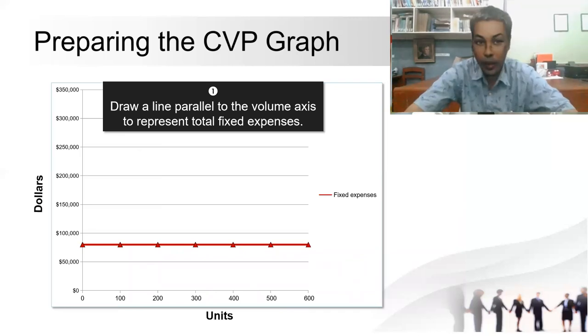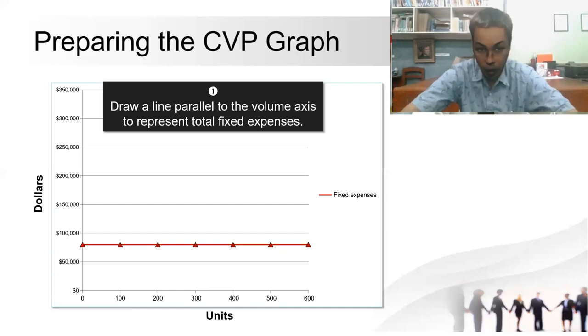Preparing the CVP graph. Step number one, draw a line parallel to the volume axis to represent total fixed expenses. Because that is a fixed expense, it will not change. That's why we have to draw it perfectly horizontal. That is the meaning of constant or fixed. Fixed means constant, and we know from engineering that we graph a constant value as a horizontal line, a line parallel to the horizontal axis.